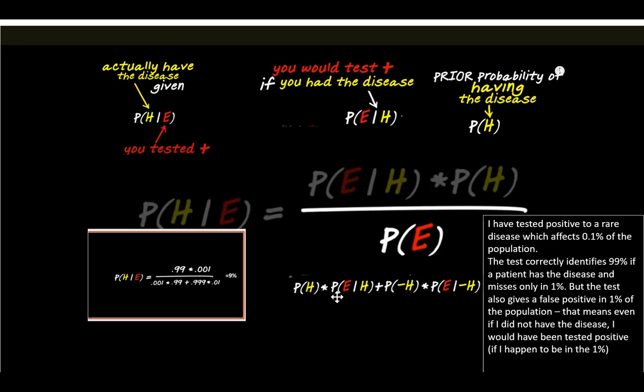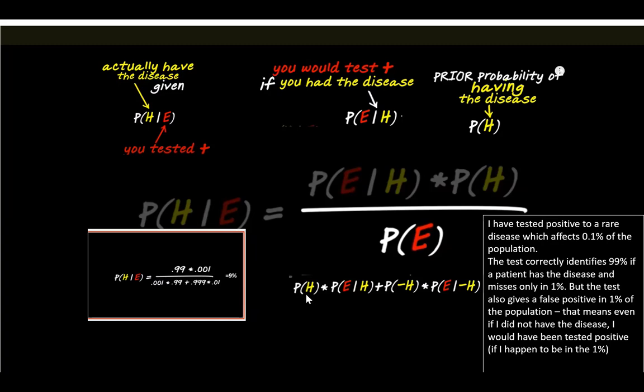So, given in the problem that it is 99%. So, I put 0.99. Probability of having the disease, that is what is the general probability in the entire population without knowing whether somebody has a disease or not. That is told that it is very rare, only 0.1%. 0.1% is 0.001. Now here P of E is known as the total probability.